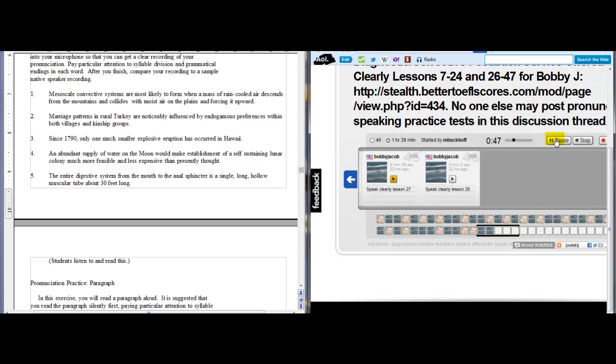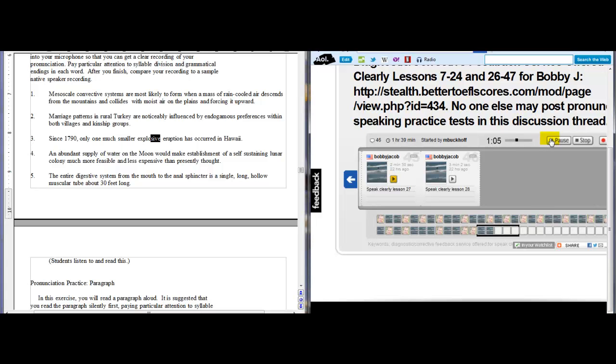Number 2. Marriage patterns in rural Turkey are noticeably influenced by endogamous preferences within both villages and kinship groups. Exactly. So you are pronouncing your S endings, and even in this case, you created an additional syllable by saying preferences. Number 3. Since 1790, only one much smaller explosive eruption has occurred in Hawaii. This word, I'm not quite sure that you pronounce this. Explosive. Explosive eruption.